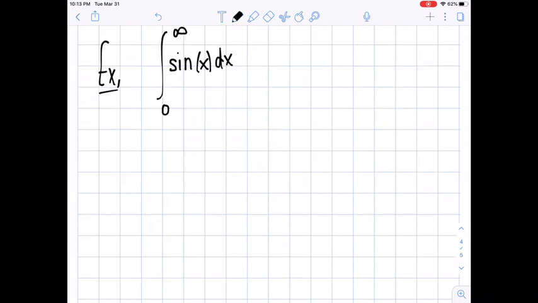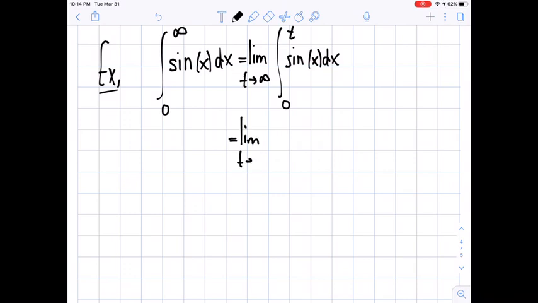So we're going to be introducing then our parameter t. So we do the integral from 0 to t of sine x. And then all we'll have to do afterwards is the limit as t approaches positive infinity. So that shouldn't be too bad. We leave the limit for the end, and we deal with everything else.